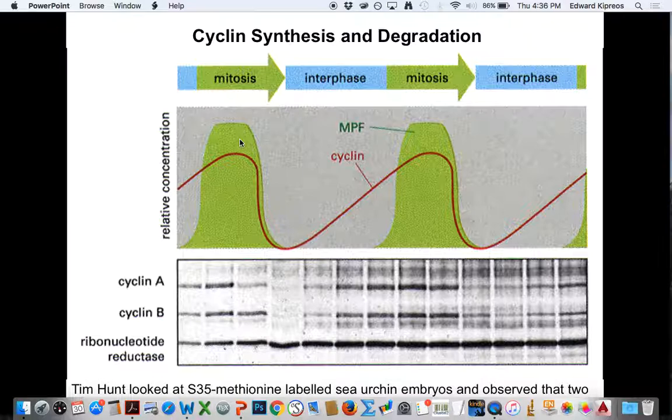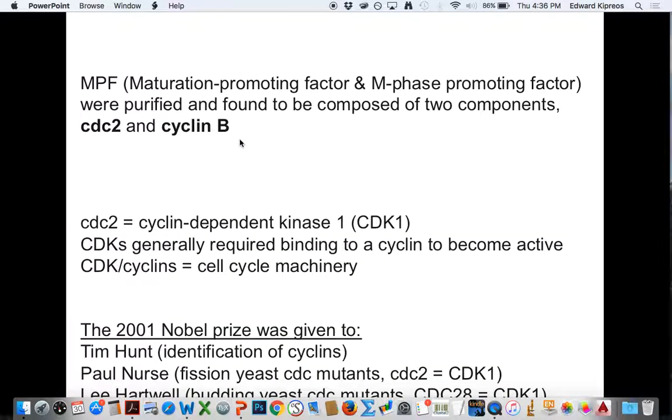But he had no idea what they did. He just knew they were something that was being regulated by the cell cycle. And he figured they might be important, but he didn't really know. Okay, so the way this all came together was that one mutant that Paul Nurse, who did the fission yeast, was really interested in, CDC2, was found to bind to the cyclins. He had two cyclins, A and B. So it formed a physical complex with cyclin B.